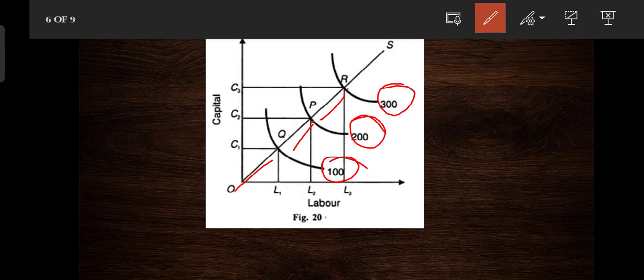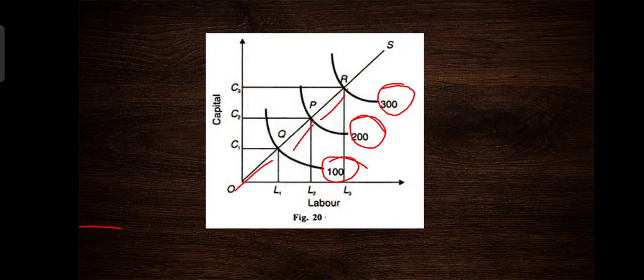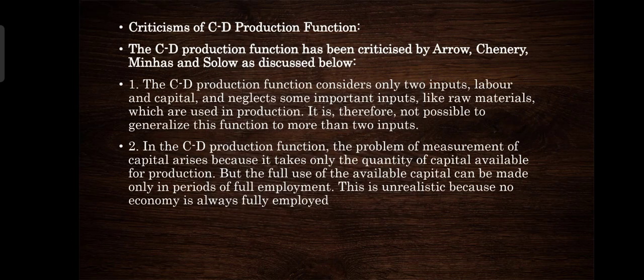Then we will be next dealing with the criticisms of the Cobb Douglas production function. So the criticisms are here. First, the Cobb Douglas production function is mainly criticized by Arrow, Chenery, Minhas and Solow, and their criticisms are listed one by one.